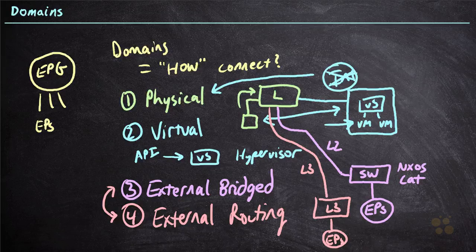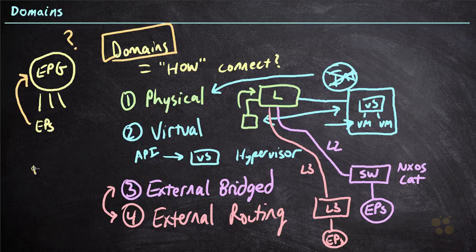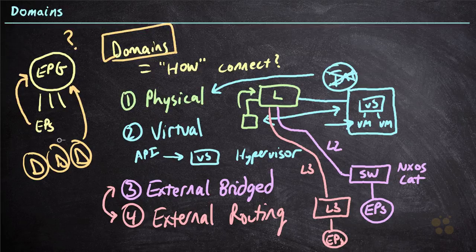Now let's come back to the endpoint groups that we talked about at the start. And the big question is, how do we assign these endpoints into this endpoint group? And the way we do it is with domains. So we map domains to an endpoint group, and by the way, we can assign multiple domains to one endpoint group. And that way, when an endpoint shows up on the fabric, we know which endpoint group it belongs to.